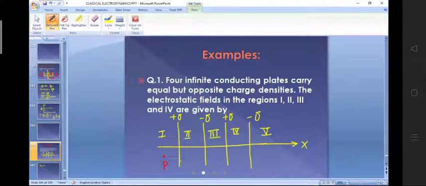Electrostatic field at the point P will be equal to 0 because of plus sigma towards left, because of minus sigma towards right, because of plus sigma towards left, and because of minus sigma towards right. So the net field at the point P will be equal to 0.